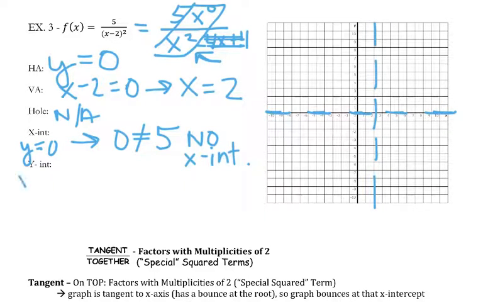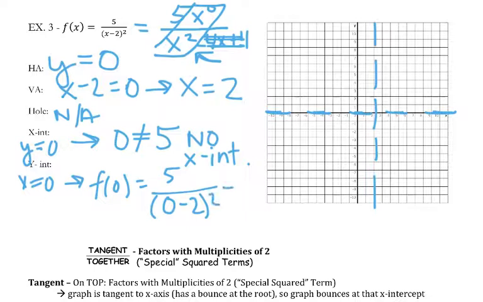Now for the y-intercept, set x equal to 0. So we get f of 0 is 5 over 0 minus 2 squared. This is going to be 5 over 4, or 1.25. So I'm going to go to the y-axis for my y-intercept and plot a point at 1.25. Now, it's not precise on here. It's kind of hard on this video to make it precise, but it's close enough.